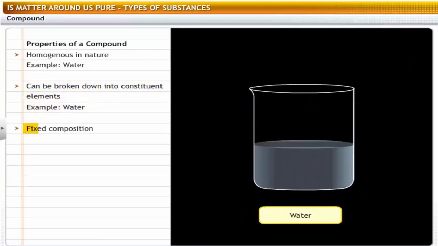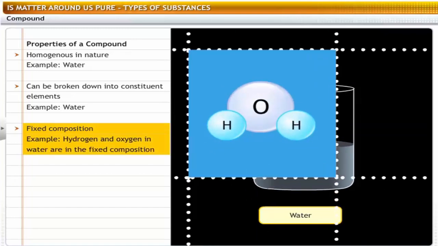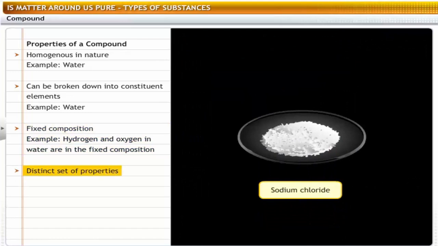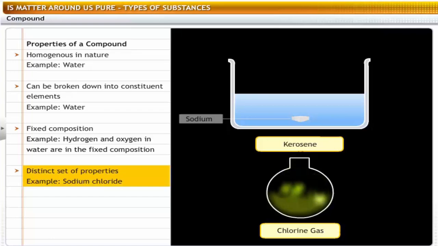A compound has a fixed composition. For example, a water molecule is always composed of 2 hydrogen atoms and 1 oxygen atom. A compound has a distinct set of properties which is not similar with the properties of its constituent elements. For example, sodium chloride, table salt, is a harmless substance which is a white crystalline solid. On the other hand, its constituents, sodium, is a grayish-white solid, and chlorine is a greenish-yellow gas that are potentially dangerous.